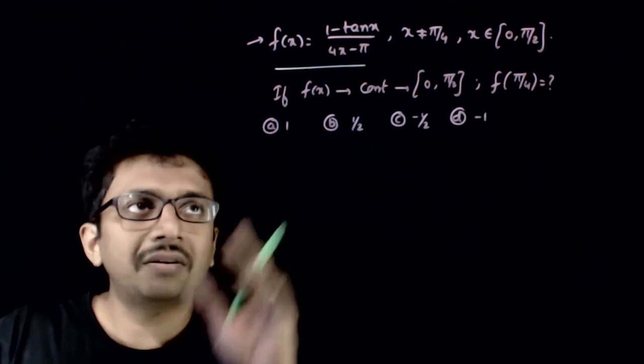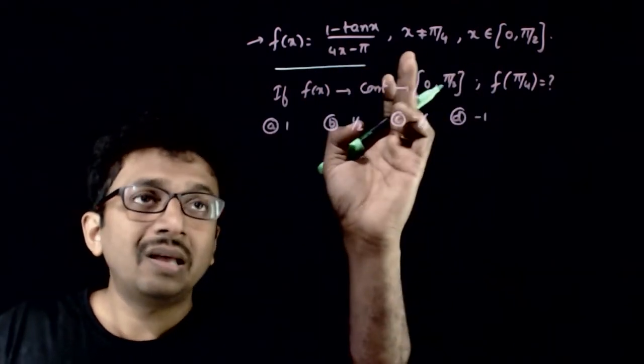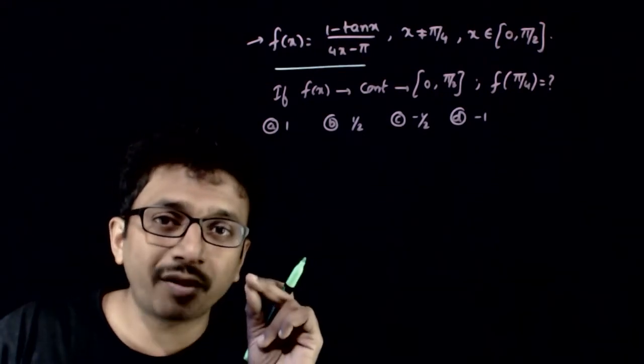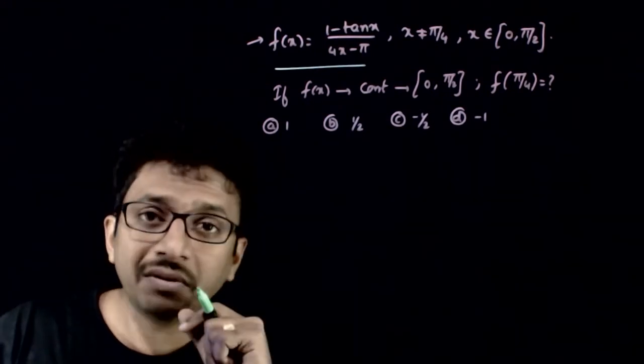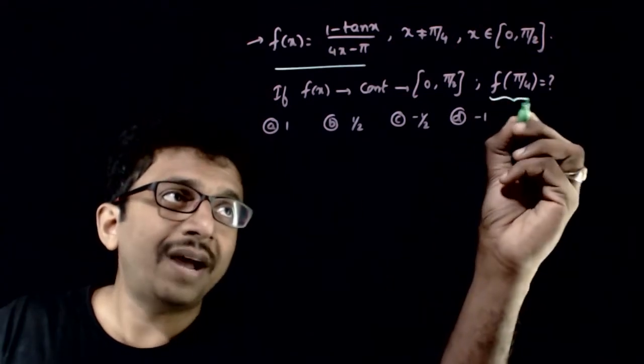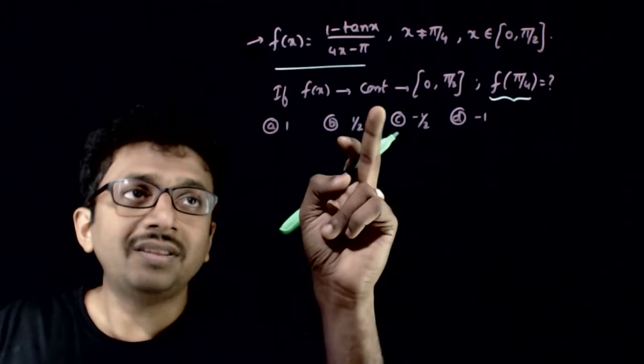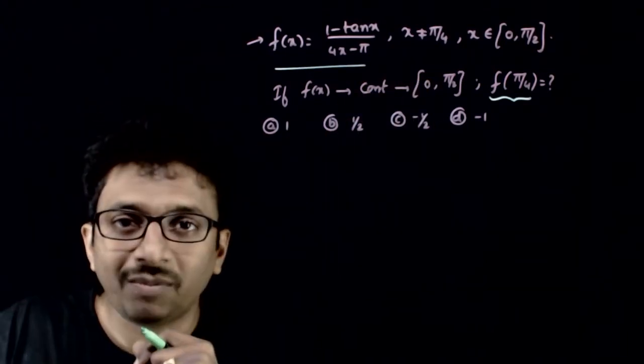In this question you're given f of x is (1 minus tan x) by (4x minus pi), and you're given that this is valid when x is not equal to pi by 4. What is the value of f of x at x is equal to pi by 4? That's not given. You have to find what the value of f of pi by 4 should be for this function to be continuous in 0 to pi by 2.